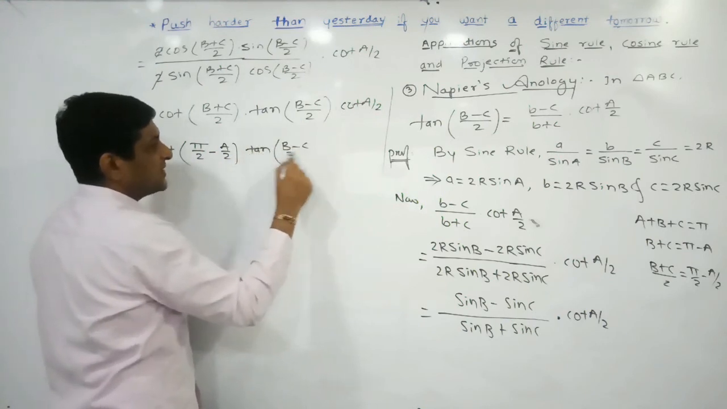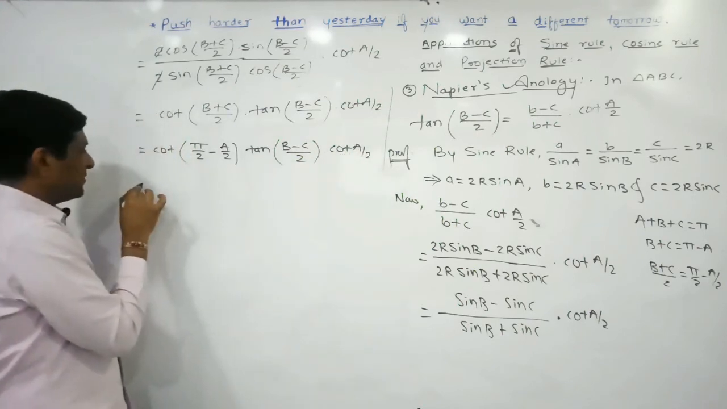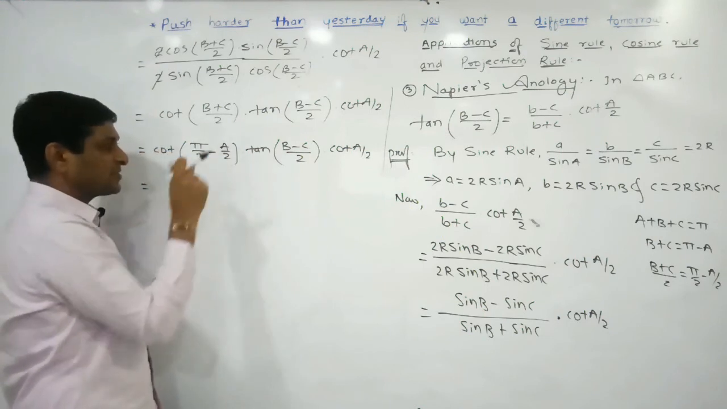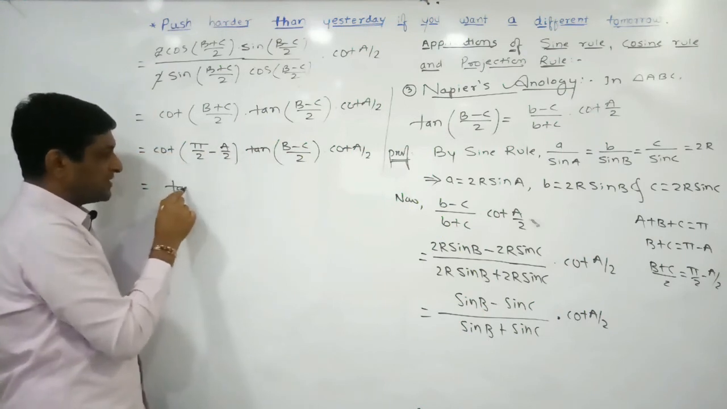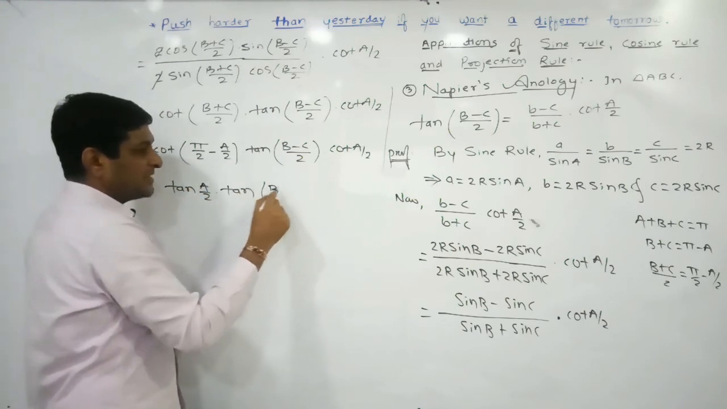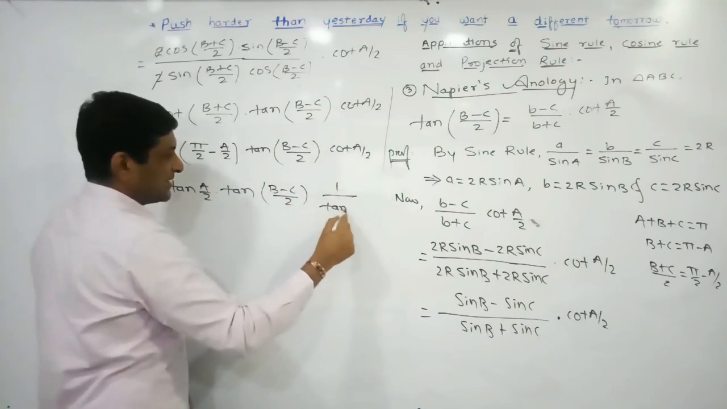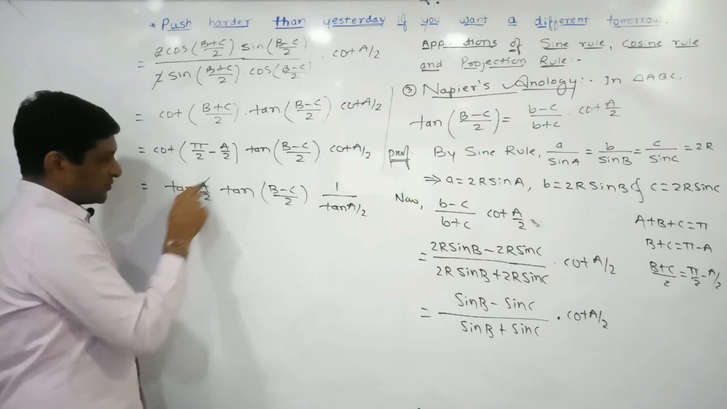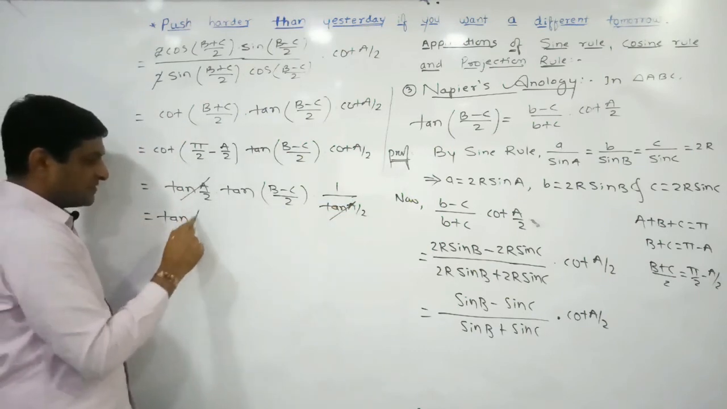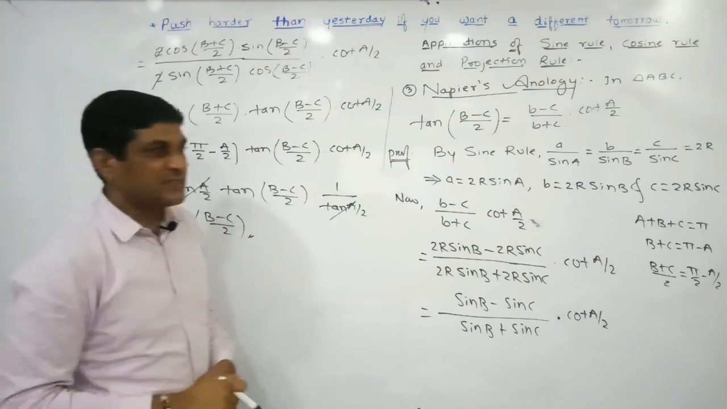Tan (B minus C) upon 2, keep it as it is, into cot A by 2 also as it is. Now according to allied angle formulas, cot (pi by 2 minus theta) is equal to what? Tan theta. What is theta here? A by 2, into tan (B minus C) upon 2. This cot can be written as 1 upon tan, 1 upon tan A by 2. So tan A by 2 and tan A by 2 will get cancelled, and what result have we got here? Tan (B minus C) upon 2. In this way we have got our first required result.